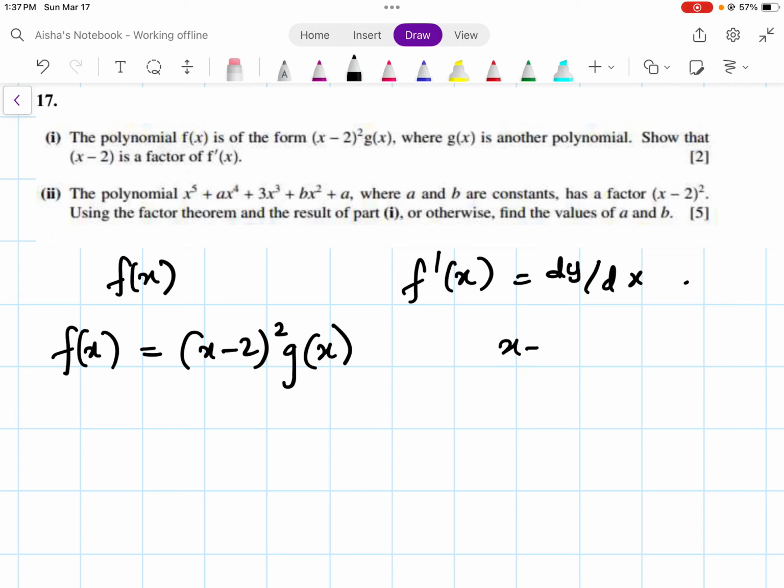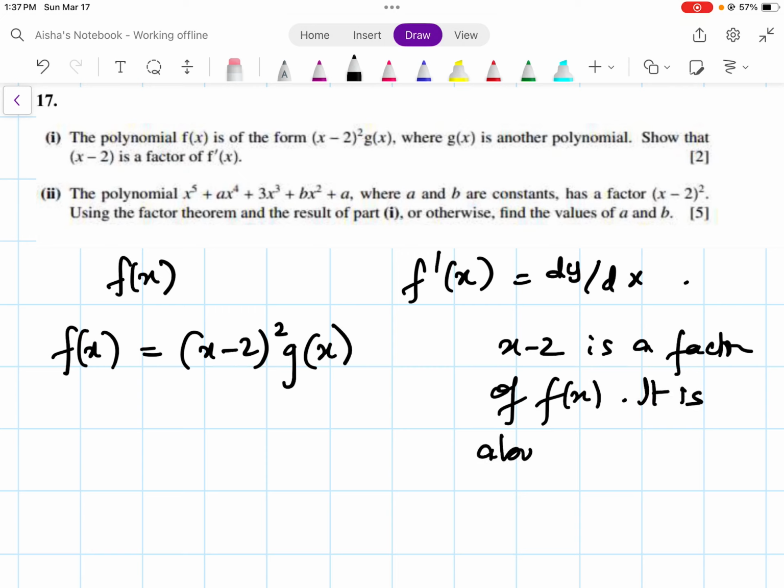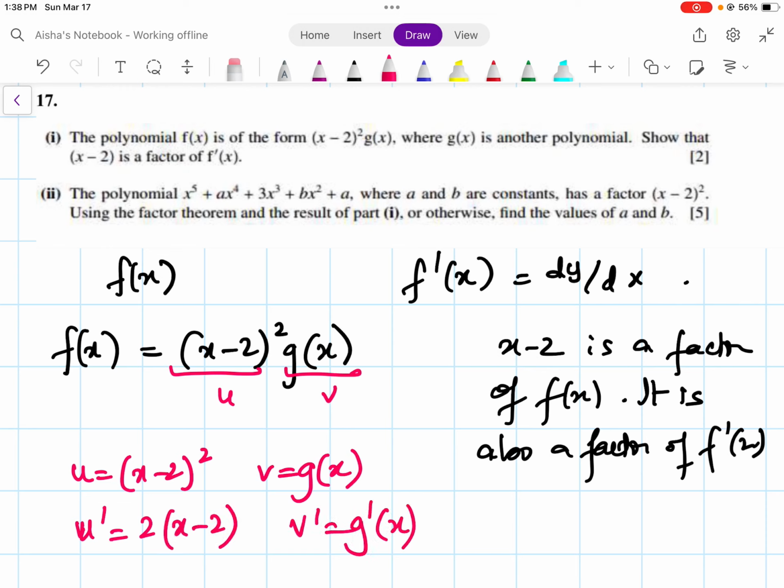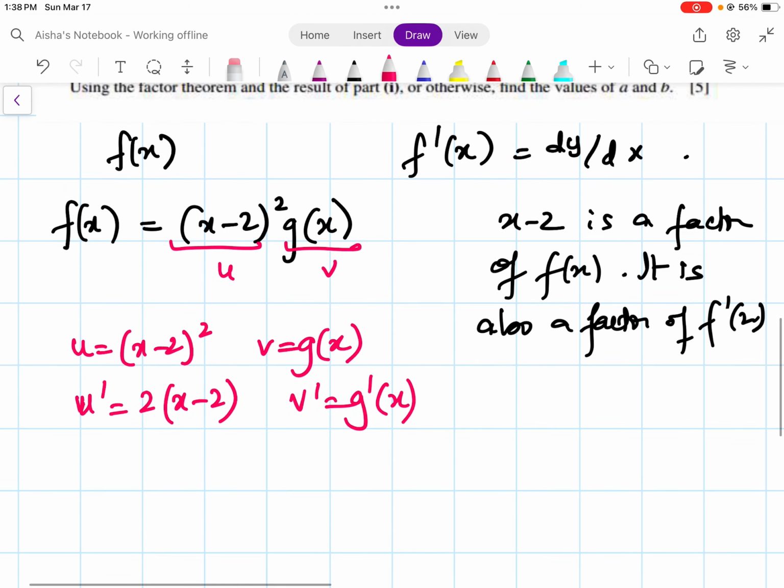They are saying if x minus 2 is a factor of fx, it is also a factor of f bar x. This is what we have to show, right? So you know how will you differentiate this? This is u and this is v. Product rule. U is x minus 2 whole square. V is g of x. So u bar will become 2 times x minus 2 and v bar will become g bar x. We don't know the function, we'll just use the notations.